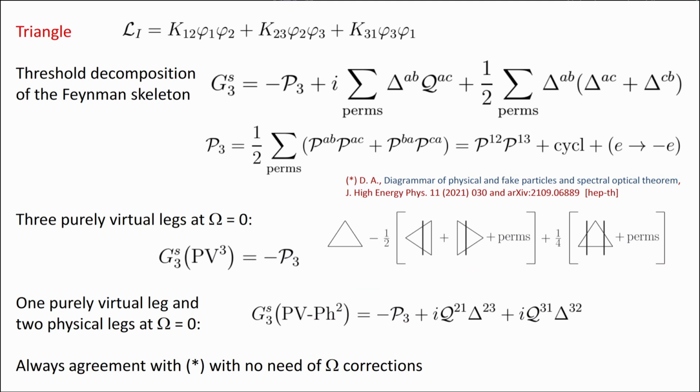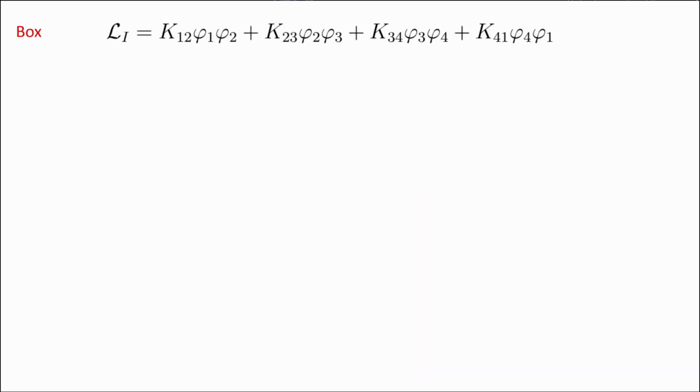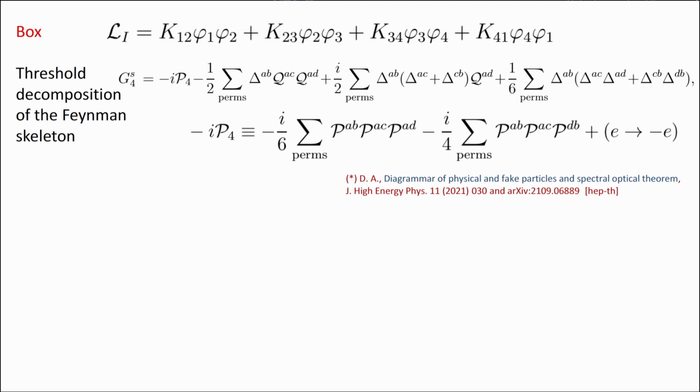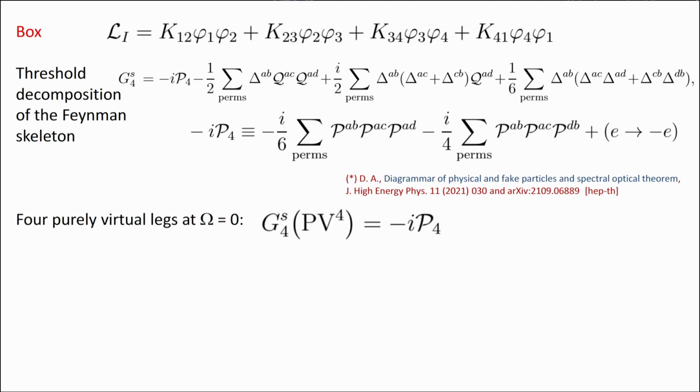And so this procedure produces the triangle of purely virtual particles, or mixed, some purely virtual particles and some physical particles. Box. The box has a different decomposition, of course, where you have a purely virtual part. You have terms with one delta, terms with two deltas, terms with three deltas. And this again you can find in that paper, and this is the Feynman skeleton. What happens if you apply the formula for the reduction with no omega when you want to remove all four legs? Again, you find the very simple result you expected.